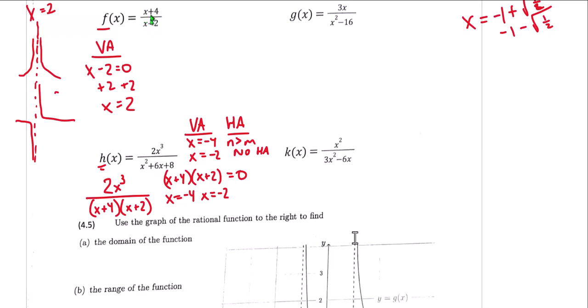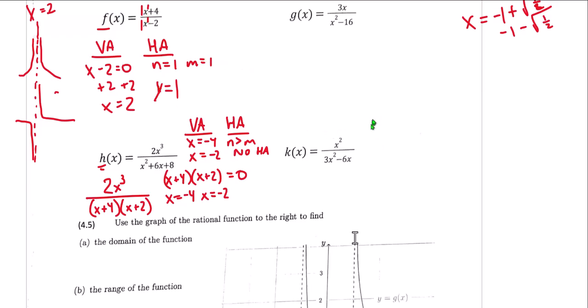Back up here, we have a numerator degree of 1. We have a denominator degree of 1, which means the numerator and denominator degrees are equal here, which means our horizontal asymptote will be at y equals the ratio of the leading coefficients. That's 1 over 1, which equals 1. There will be a horizontal asymptote at y equals 1 in this case.